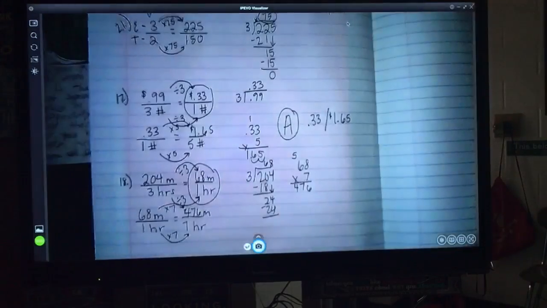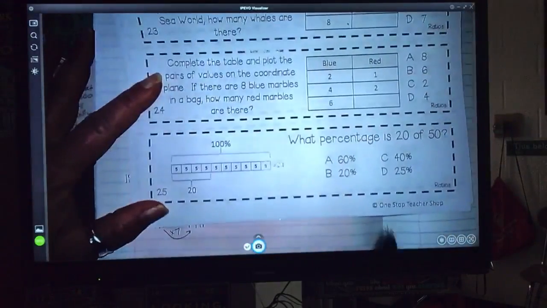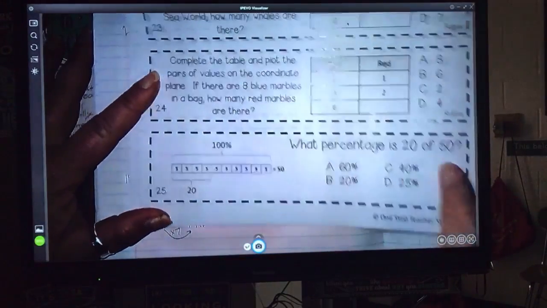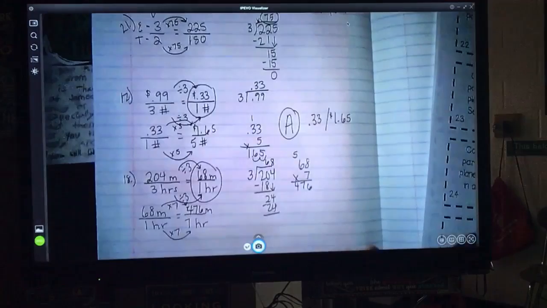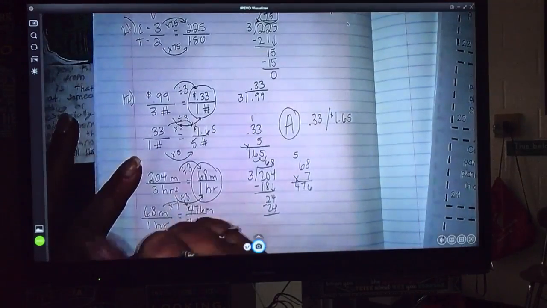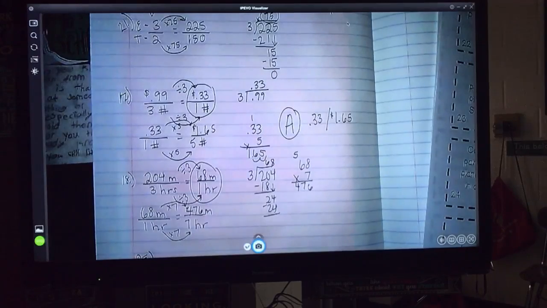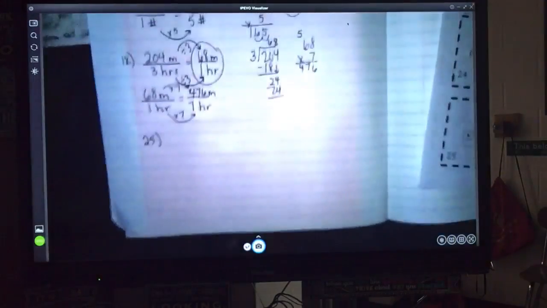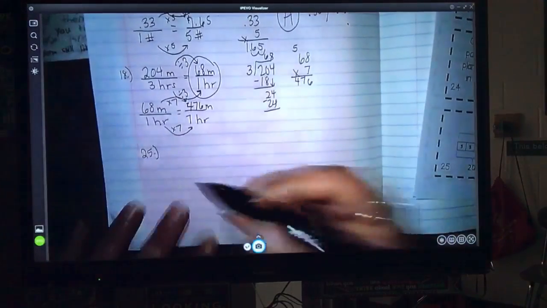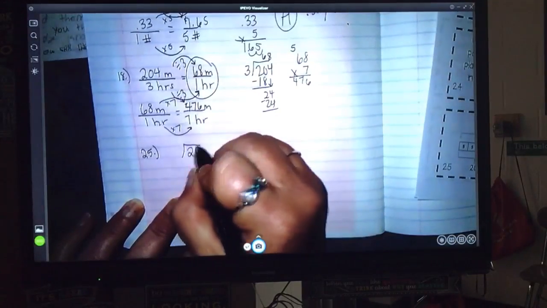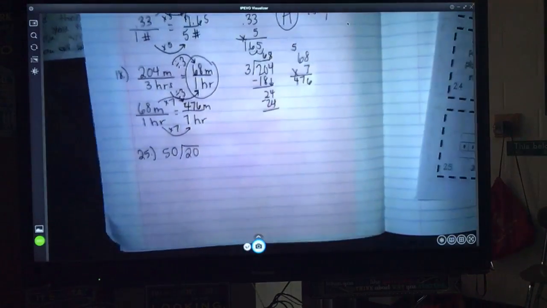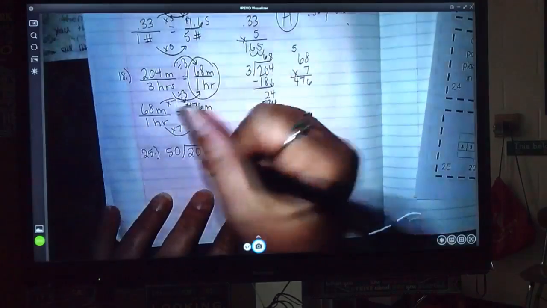Alright, so 25 says what percent of 20 is 50. Now, the way that you will do it later in life will not be the same way that I teach you. So the easiest way to find percents is to essentially do the smaller number divided by the bigger number. And you're gonna come up with a decimal.